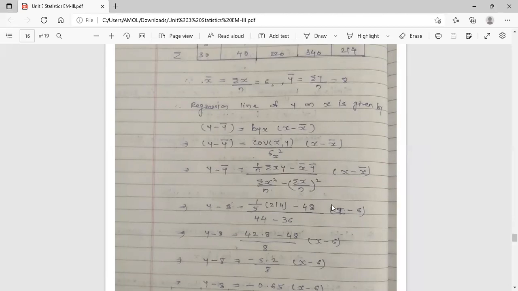Now you put here all the values from the table and so on. Y bar is here 8. Put y bar is equal to 8 is equal to 1 upon n.